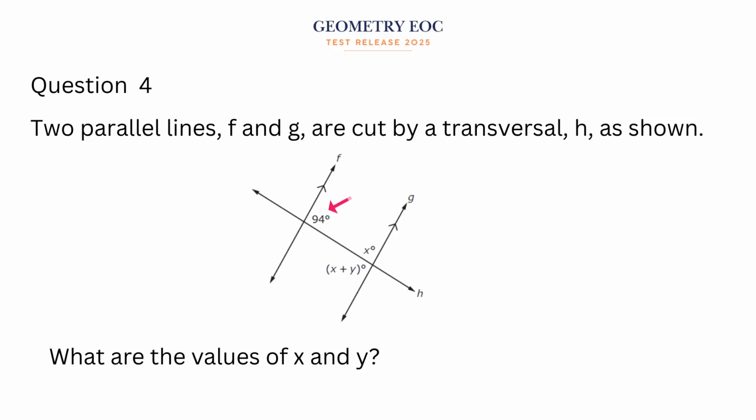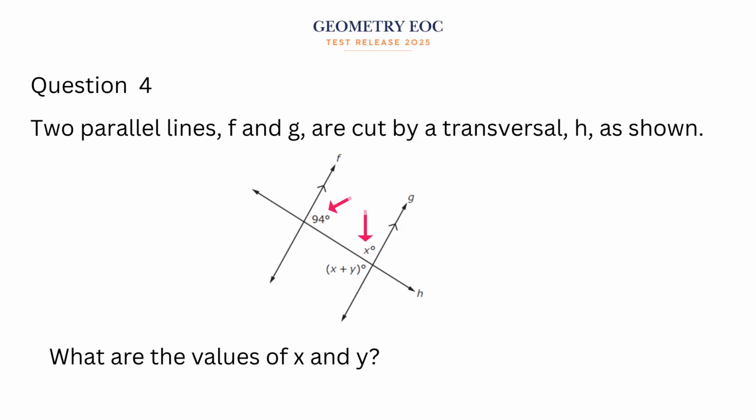We see a 94-degree angle on the left intersection. Now look at the angle labelled x on the right intersection. Pay close attention to their positions. These two angles are same-side interior angles. And when lines are parallel, same-side interior angles are supplementary, meaning they add up to 180 degrees.